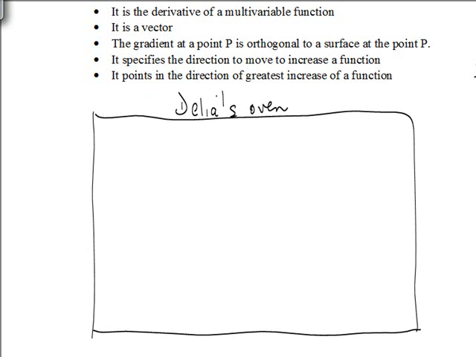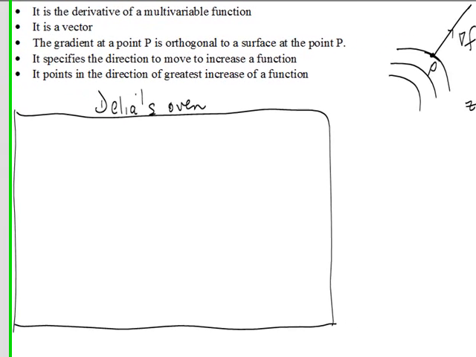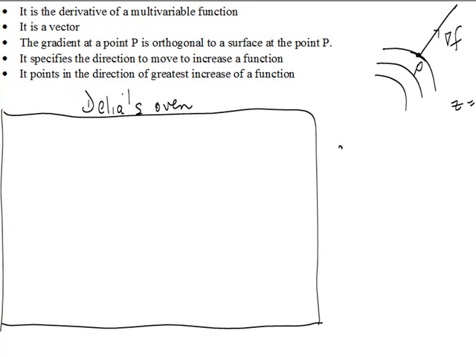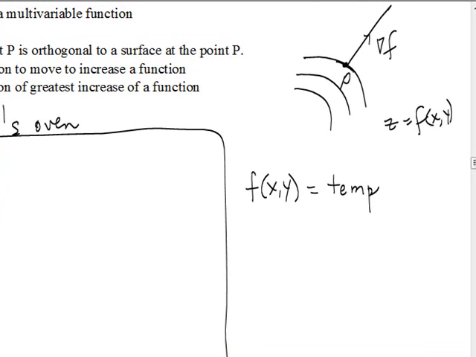And I want to bake a cookie in there. All right. Now my function, f of x y, is going to be the temperature in that oven at a point, right? So f of x y is going to be my temperature in the oven at the point x y.